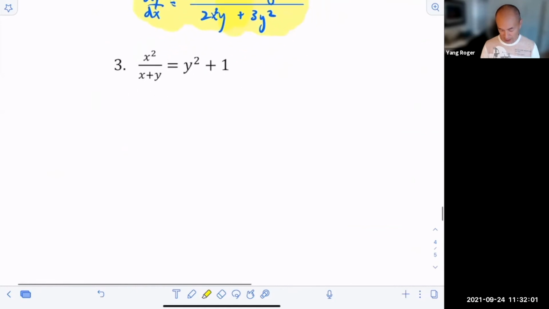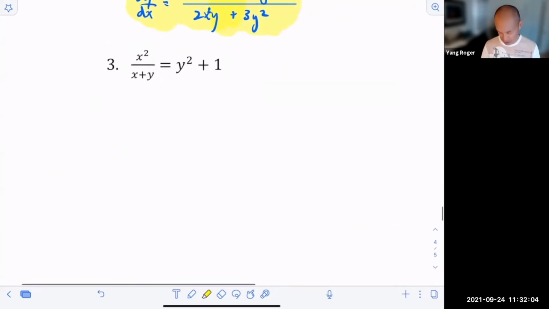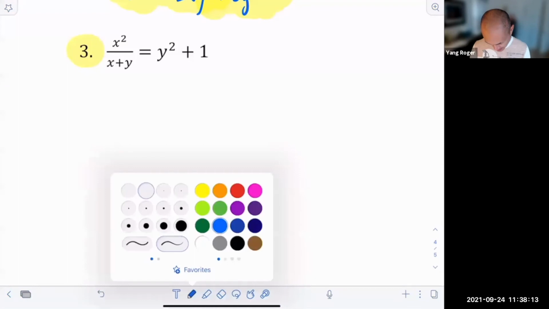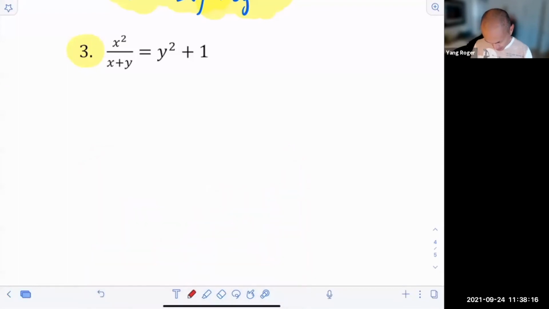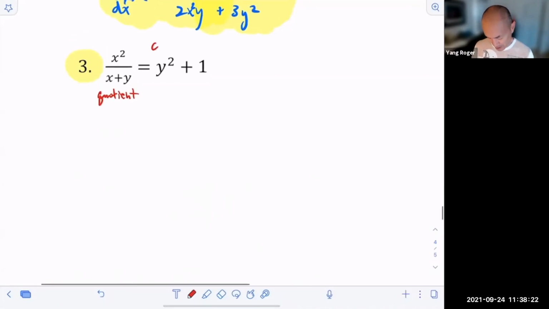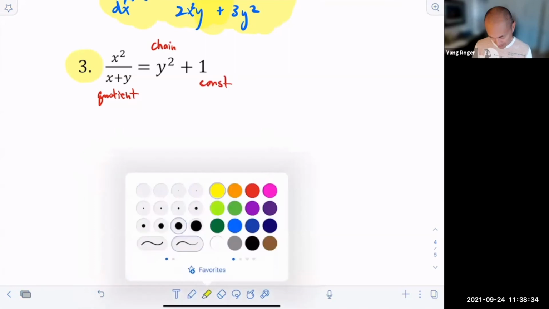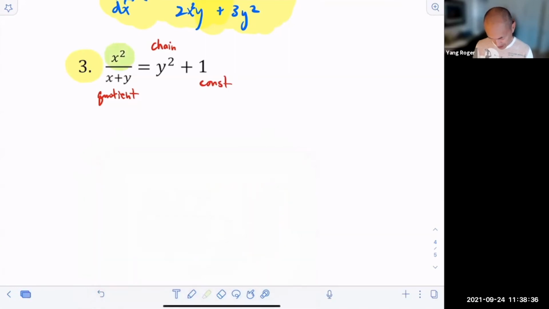Let's try another one. You want to try another one? Let's try number 3. I hope when you guys look at that left-hand side, you can see that we need a quotient rule. And then with the y squared, I'm hoping your program to automatically see as a chain rule. And the constant thing is going to be a constant rule. So I have this habit now of highlighting the different pieces, so I guess I'll continue. I'll stop at some point.